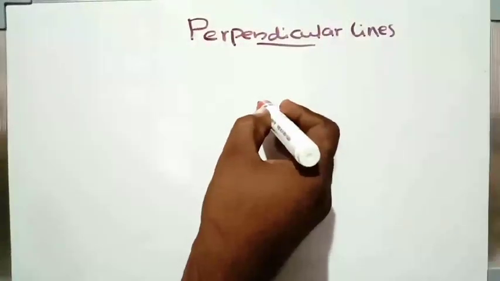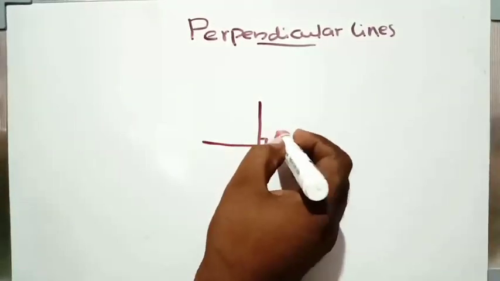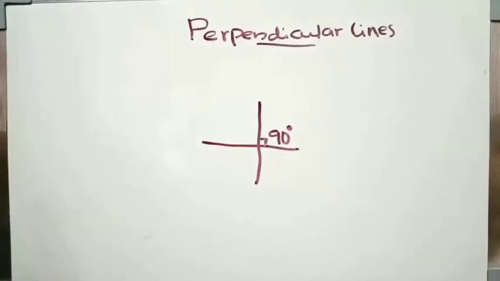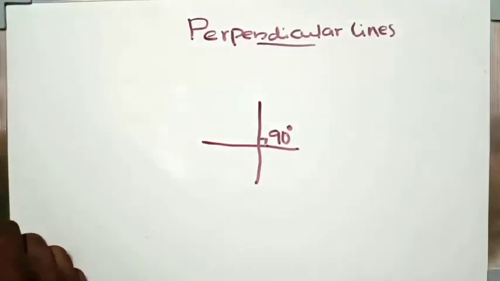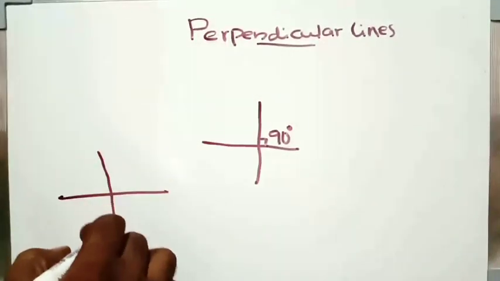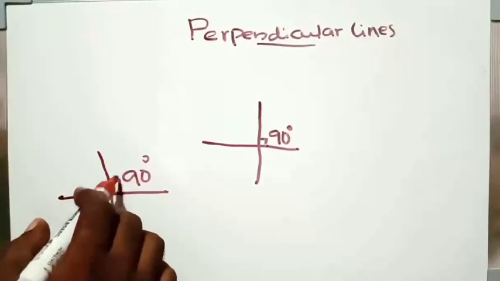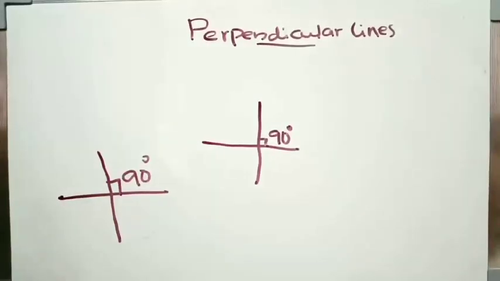If two lines intersect each other at 90 degrees, that is, if the intersection of two lines makes an angle of 90 degrees, then those lines are known as perpendicular lines.